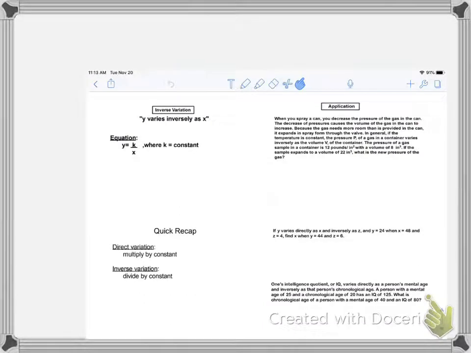The next type of variation we're going to discuss is inverse variation. So if it says y varies inversely as x, that means we are going to take that constant and divide it by x. So it's going to be y equals k divided by x. If I was to graph this, it would look like an exponential function.